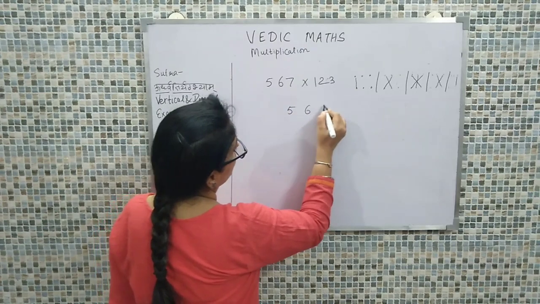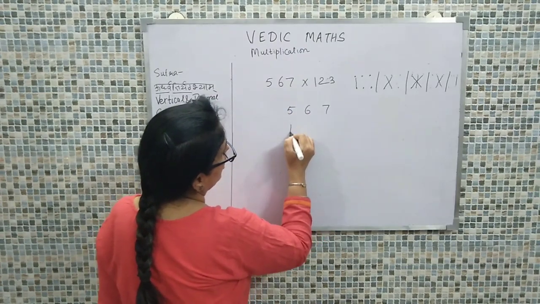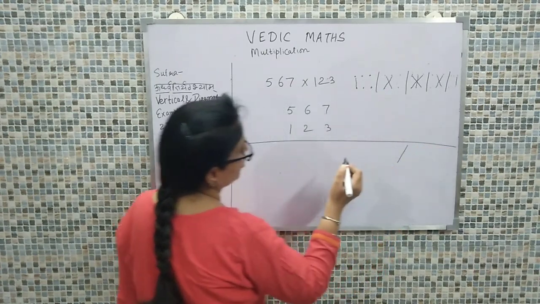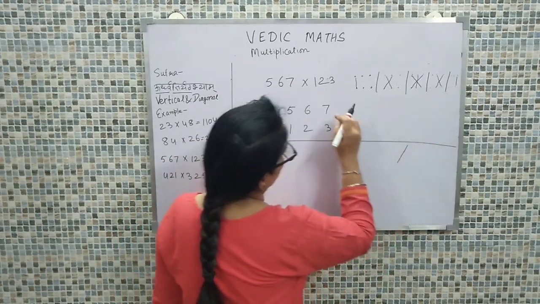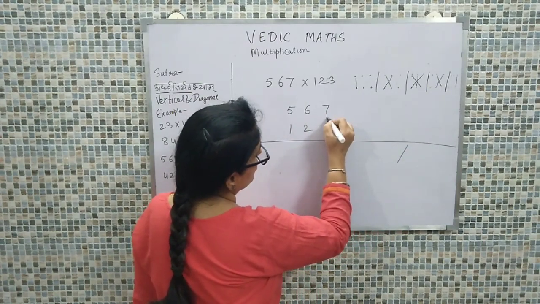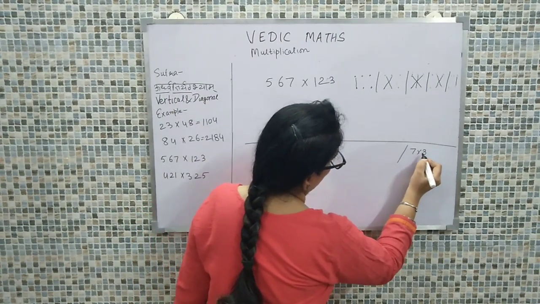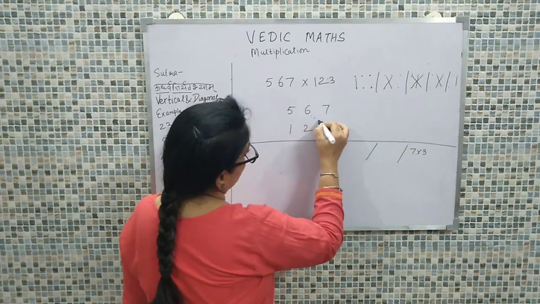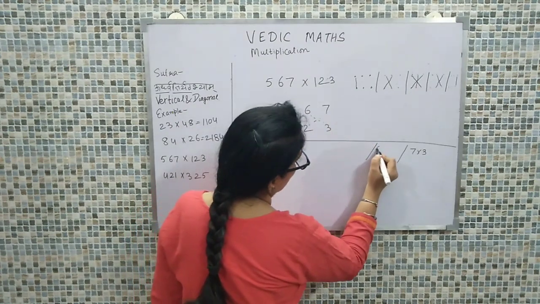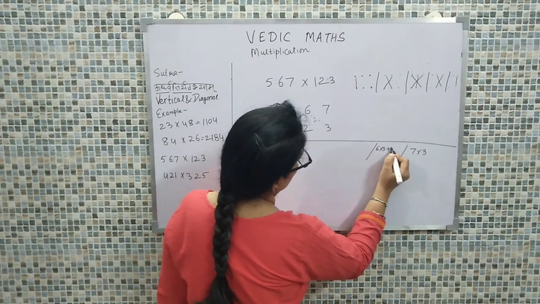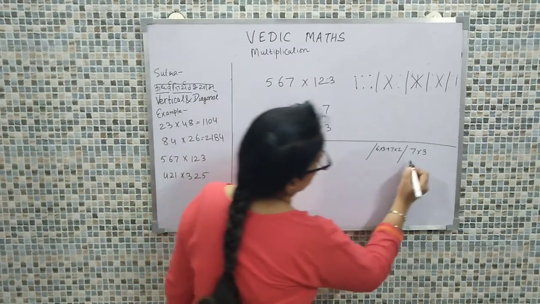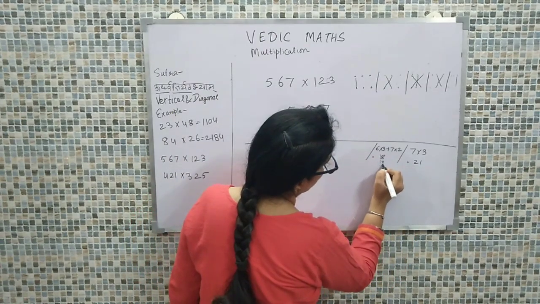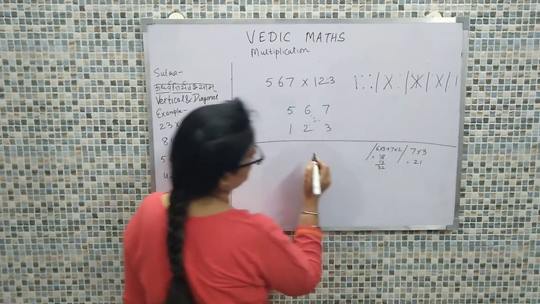So we start with the multiplication. We have 567 into 123. We start from the right. What does the right say? Vertical multiplication of the very last digits. So that will be 7 into 3. Next, we take the last 2 digits and multiply diagonally: 6 into 3 plus 7 into 2. So 7 3s are 21. This will be 18 plus 14, that is 32.